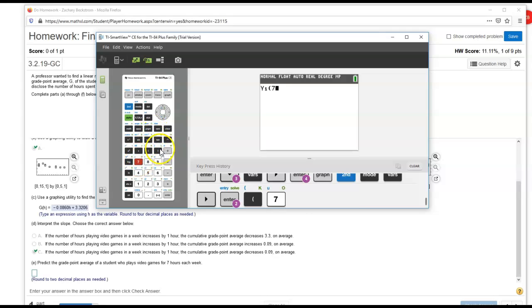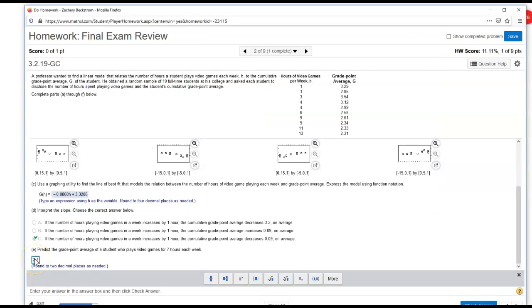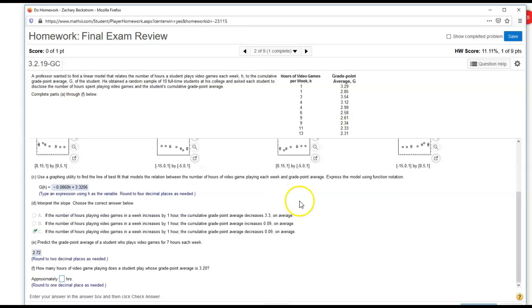So I just put a 7 in there with parentheses, and it's going to put that 7 into that linear regression equation and pull out 2.72. Let's see, 2 decimal places, so 2.72. And check that. All right, and then the next thing says, how many hours of video game playing does a student play whose grade point average is 3.2? So now I'm going to put 3.2 in the dependent variable and then solve for the x.